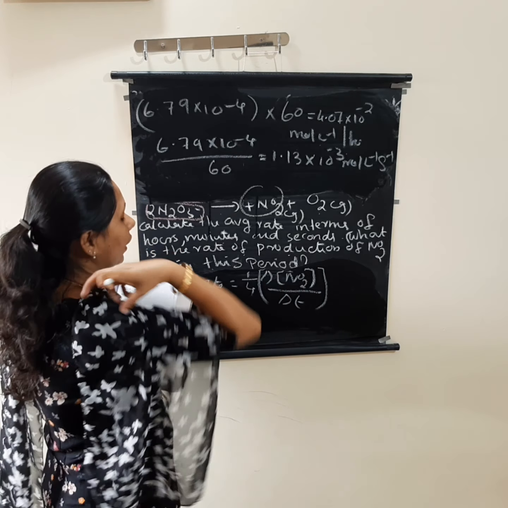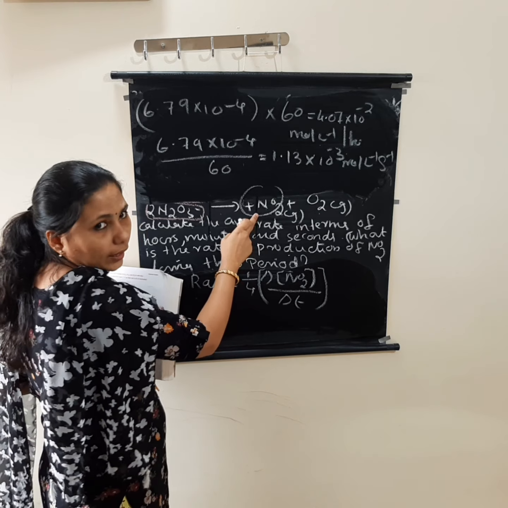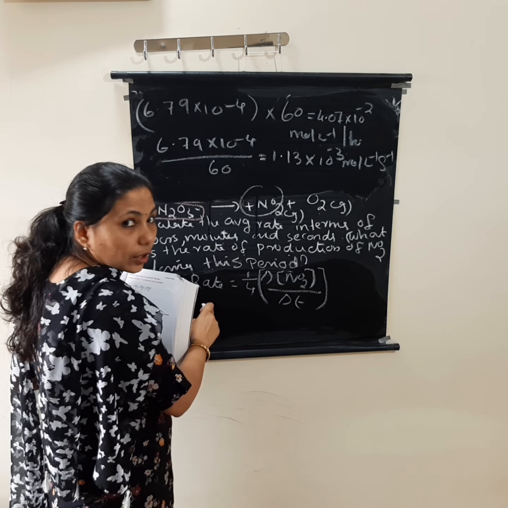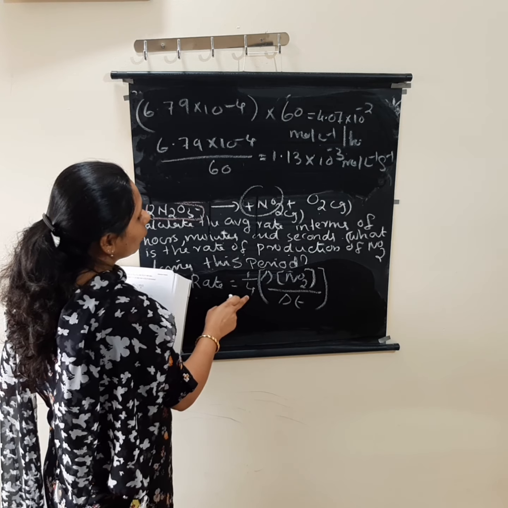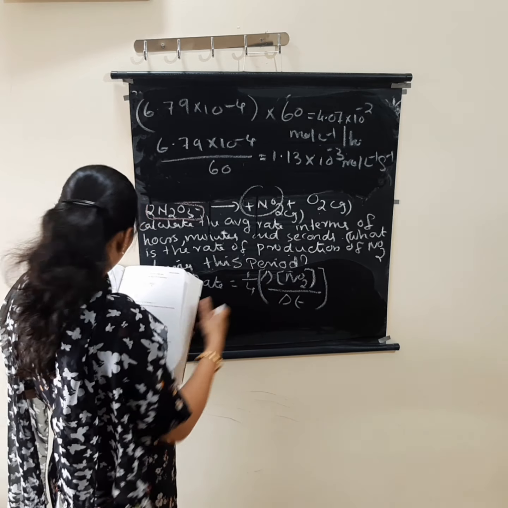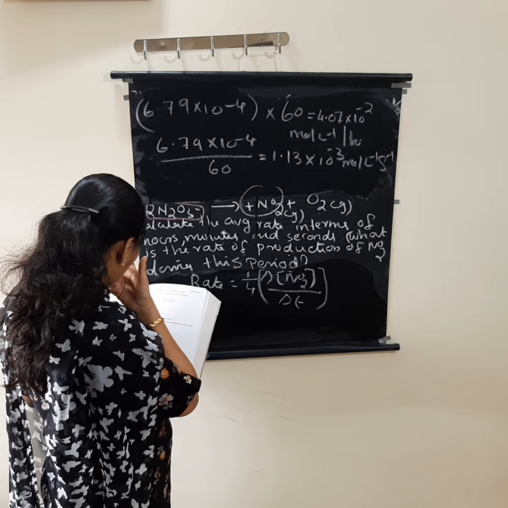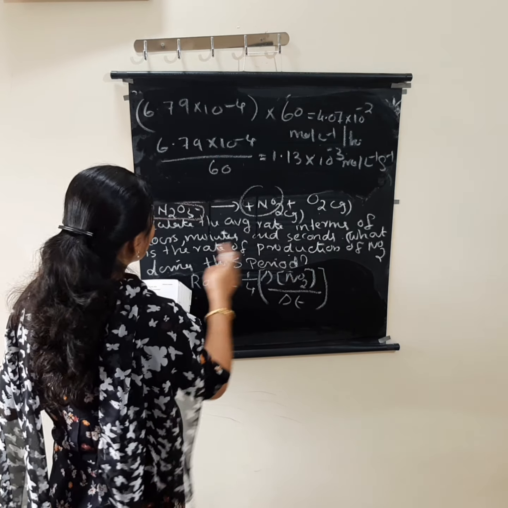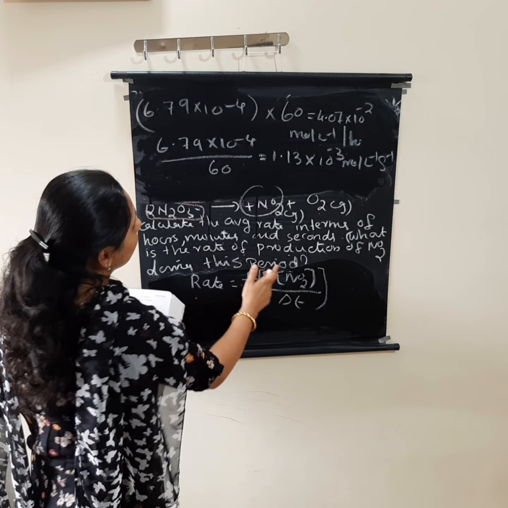Concentration of NO2 divided by delta T. Here it is positive. Why is it positive? Because it is a product. In terms of reactant only, we have to put the negative. So rate equals 1/4 into delta concentration of NO2 divided by delta T. So what do we have to find out? What is the rate of production of NO2 during this period?